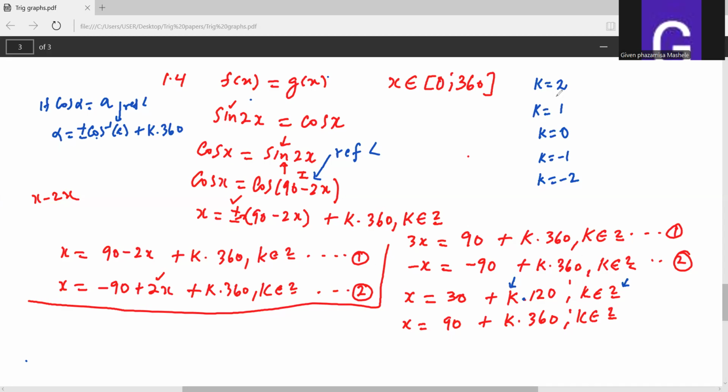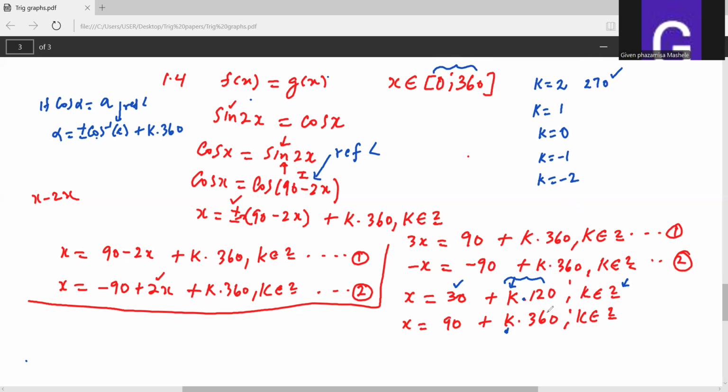So it means we're going to say when k is 2, 2 multiplied by 120 is 240. And 240, when we add with this 30, so 30 plus the 240 that we got here, is giving us 270. And 270 is in the interval, so it means it's the correct answer. We take it. It's 270. It's part of the interval. We take it.